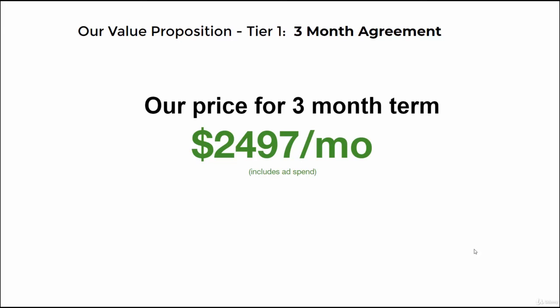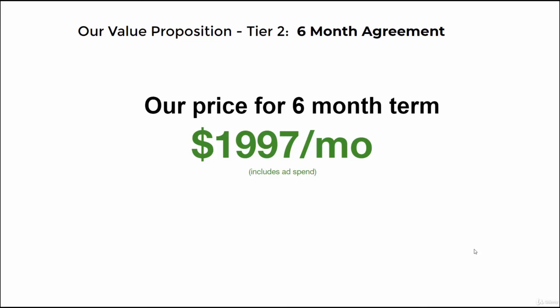You can do tier 3 as well, which is 12-month, which is going to be less. However, I've found that most clients like to do either 3 or 6. So you can add a 12-month agreement there. Make sure that it makes sense as far as numbers wise, okay? So tier 1 here is a 3-month term, okay, for $24.97, and it includes ad spend. And then tier 2 is a 6-month term for $19.97, okay?